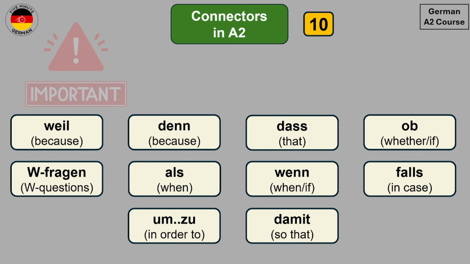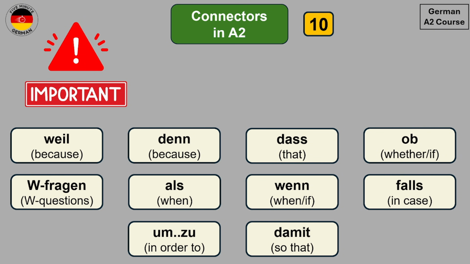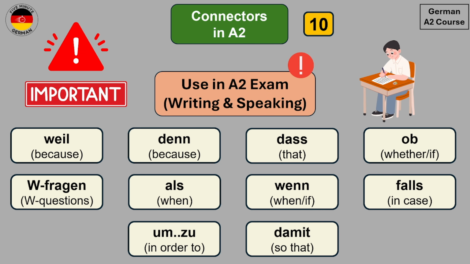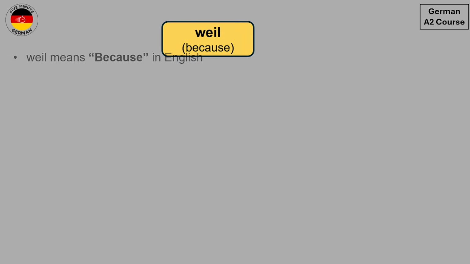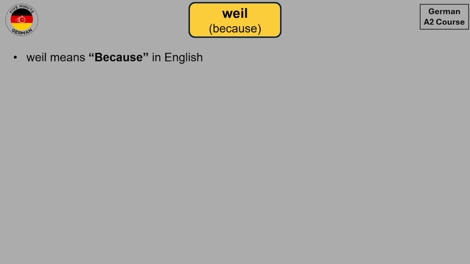These are extremely important because if you are taking the A2 exam, you have to use them in the writing and speaking parts if you want to get good marks. So that's why it is important that you understand what they mean and how you can use them. Now let's start with the first connector, which is weil, and it means because in English.